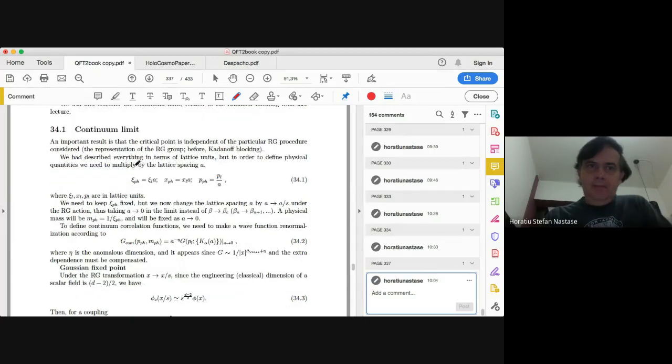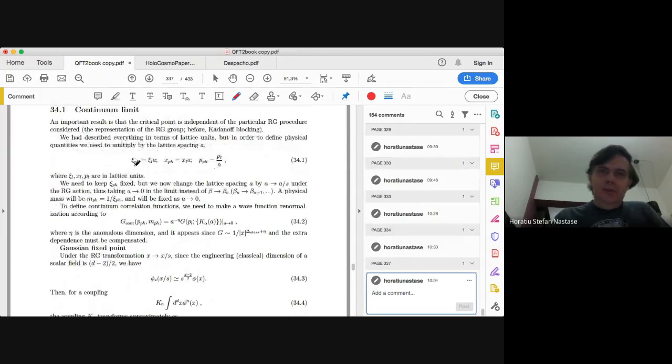Okay, so the important result that we'll consider is that the critical point is independent of the particular renormalization group procedure considered. The renormalization group procedure from the last time was Kadanoff blocking. Here we will use this lattice kind of RG procedure.